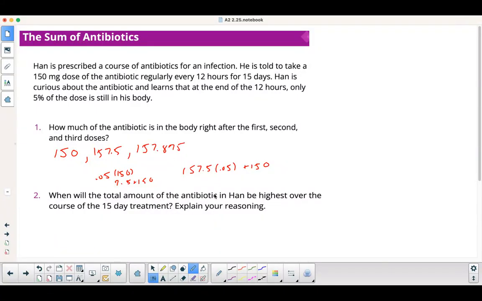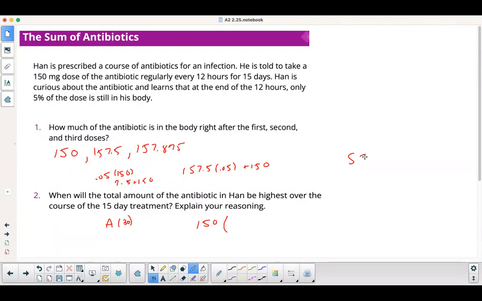When will the total amount of the antibiotic in Han be highest over the course of the 15-day treatment? So 15 days, if he does it every 12 hours, that's twice a day. We need to find his 30th term. So A of 30, basically, or the sum of the first, really you're adding them all together. So let's see if I can use this formula here. So our initial value is 150.